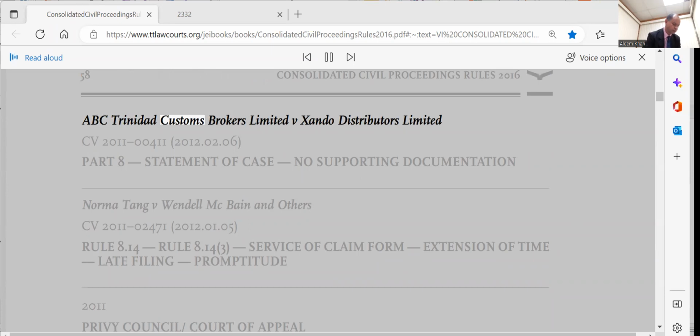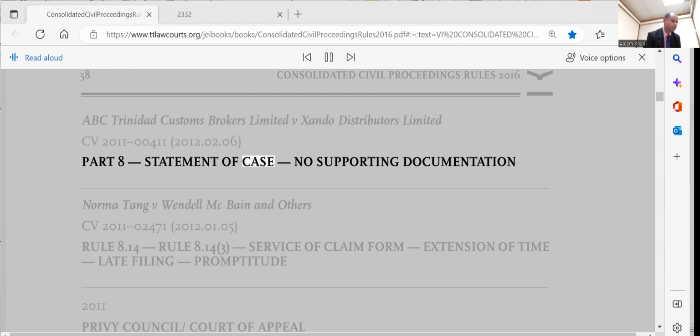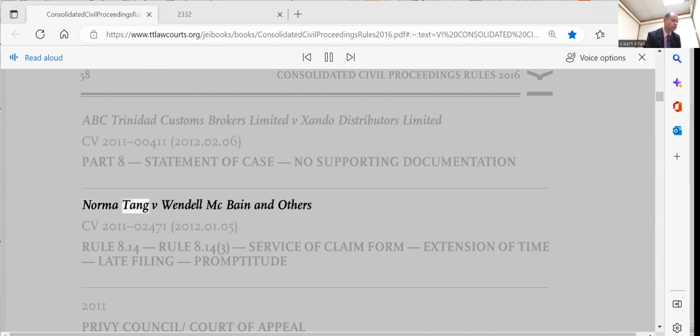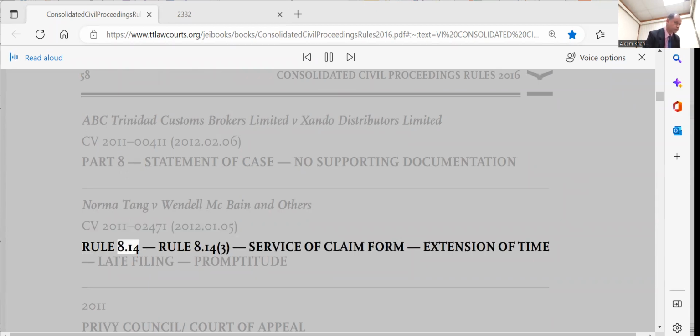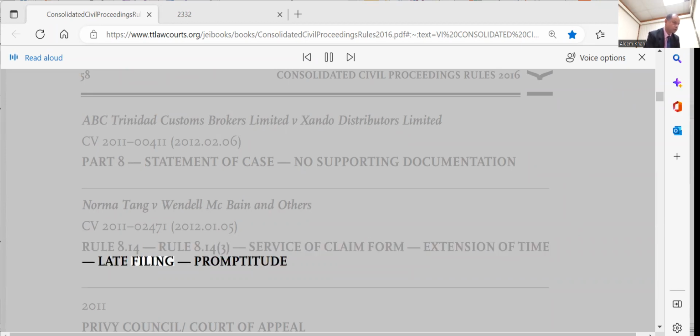ABC Trinidad Customs Brokers Limited v. Zando Distributors Limited, CV 2011-00411, February 6, 2012, Part 8, Statement of Case, No Supporting Documentation. Norma Tang v. Wendell Mac Bain and others, CV 2011-02471, January 5, 2012, Rule 8.14, Rule 8.14(3), Service of Claim Form, Extension of Time, Late Filing, Promptitude.